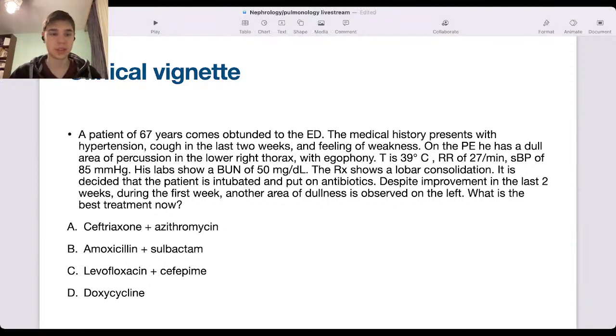So we have a C, levofloxacin plus cefepime. Okay. Other answers, and can you tell us why you chose C, and can you also expand on what CURB-65 means, from what does the acronym come? So we have an A and a C.